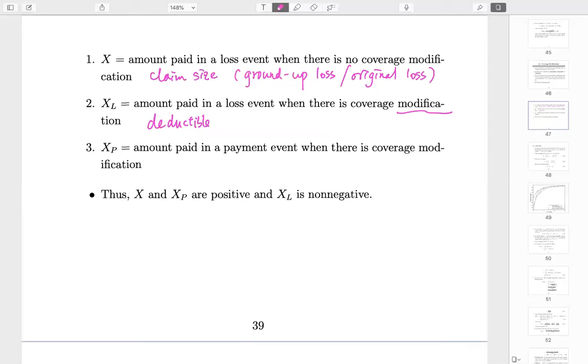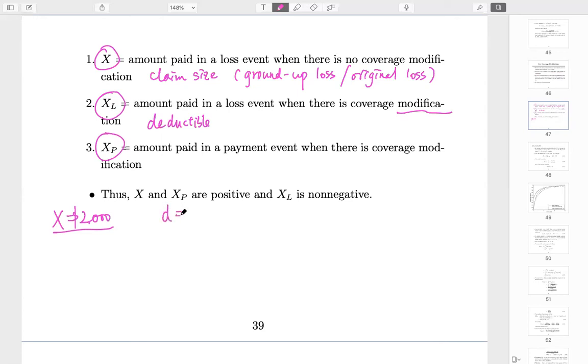XP will be the amount paid. So let me use a simple example to help you understand the difference between these. Let's say I have auto insurance, and unfortunately I get into an accident. Say I hit a deer, and it costs $2,000 to fix my car, to repair all the bumpers and all the lights. That's the original loss, the starting point of the analysis, right? For an insurance company, the claim analysis begins when something happens. In my example, I hit a deer. So that's the starting point of the whole story.